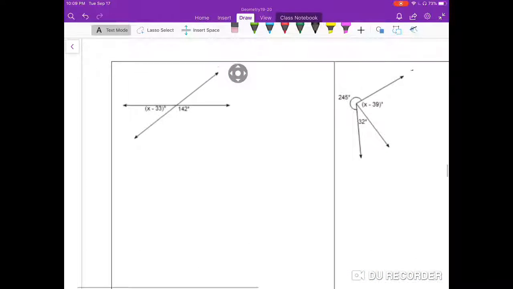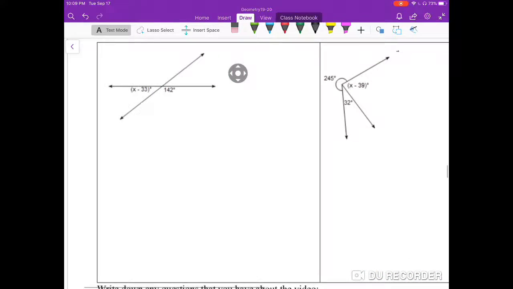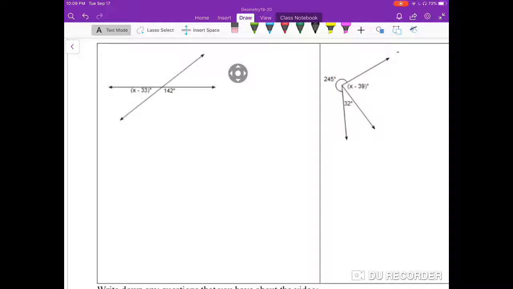So here we go, example 3. Now, this looks like it would be a perfect setup for vertical angles. All you have is the x, and that's fine. But the problem is, this is x minus 33, and this is x minus 33. This is 142, which is the same as this, which is 142. But that doesn't really give us an equation that we can set up.